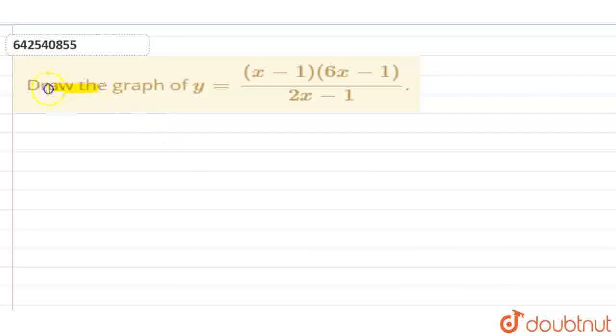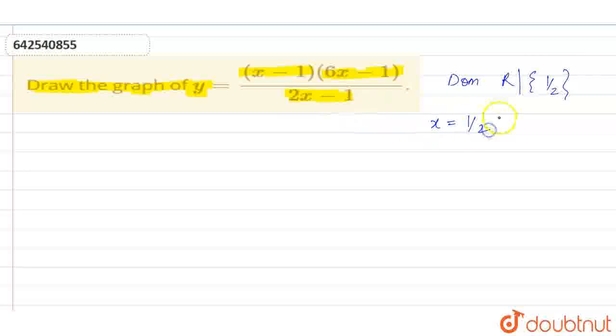Hello students, today's question is: draw the graph of y is equal to (x minus 1)(6x minus 1) divided by (2x minus 1). Clearly, the domain is all real numbers excluding the point 1 by 2, because at x is equal to 1 by 2 this function is not defined. So at x is equal to 1 by 2 we will get the asymptote.